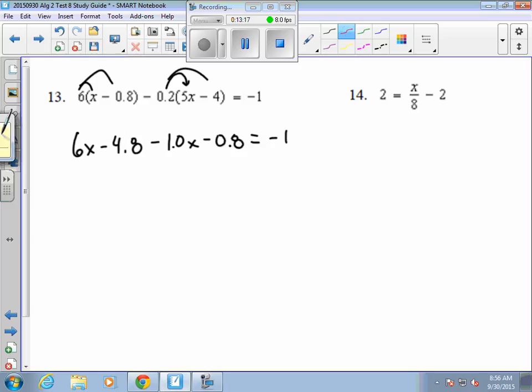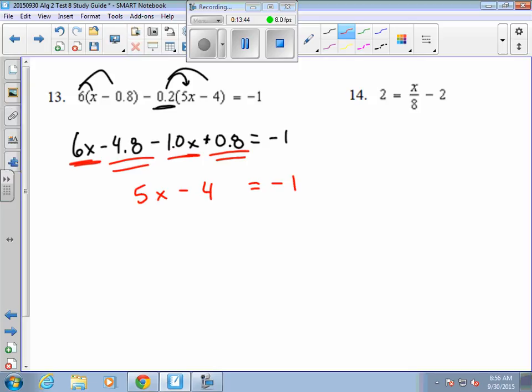Combine your like terms. 6x and negative 1x is 5x. Negative 4.8 and negative 0.8. I'm sorry. For this one, a negative 0.2 times a negative 0.4 is a positive 0.8. So when you combine negative 4.8 and positive 0.8, you get negative 4.0 is equal to negative 1.